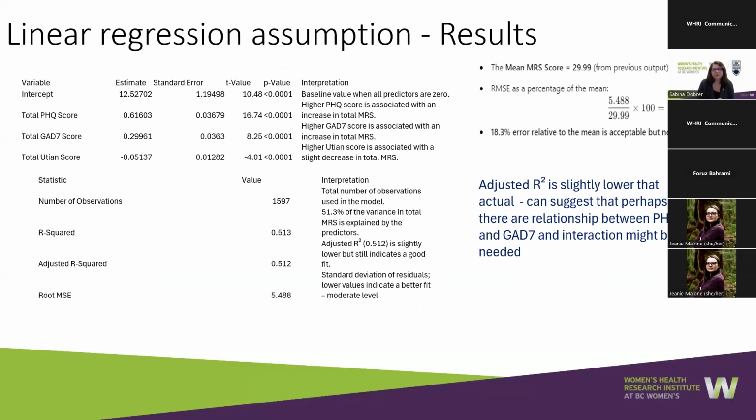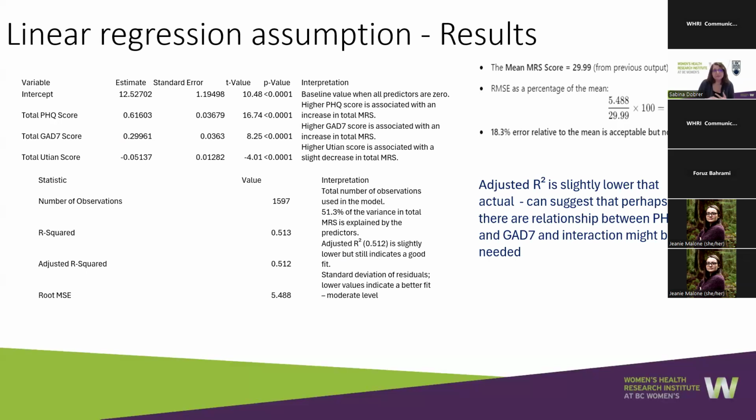So, linear regression assumption results. Again, I ran the regressions, and here I'm going to explain how you can read the results. It's giving us results for PHQ-9, GAD-7 and UTAN score, and we can estimate, for a 1 point increase in the PHQ-9 score, how much our MRS menopause severity will increase.